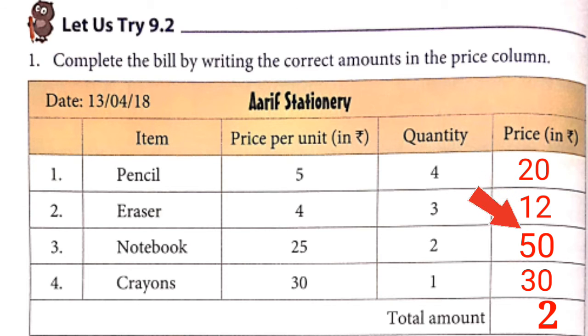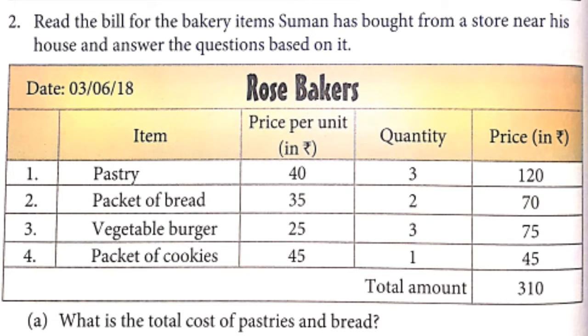2 tens, 1 ten, 5 tens and 3 tens. While we are adding in the tens place, we will get 11. So the answer is total amount rupees 112. 112 rupees. So here we have found the correct amount and we have filled in the price column.